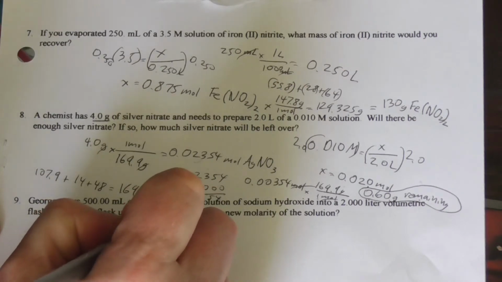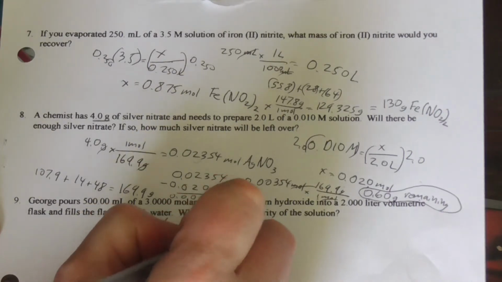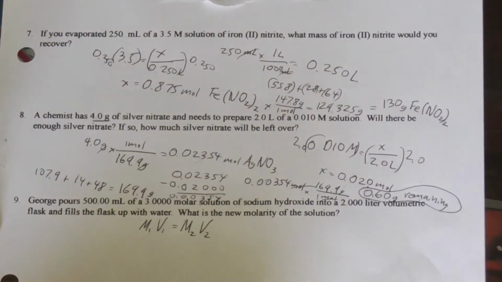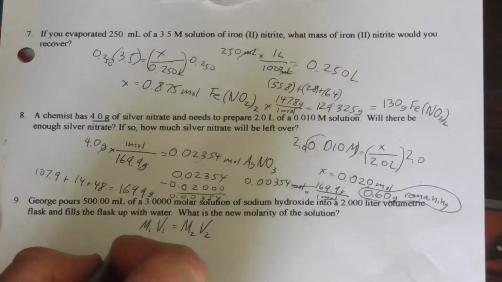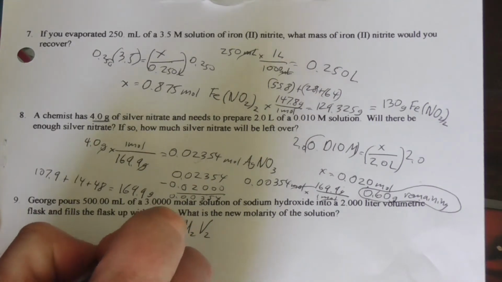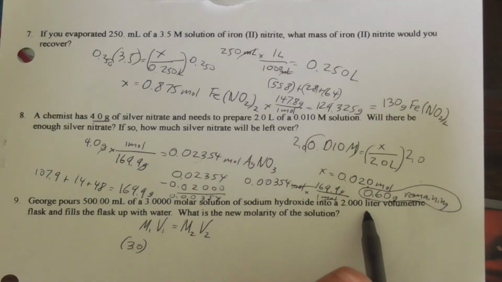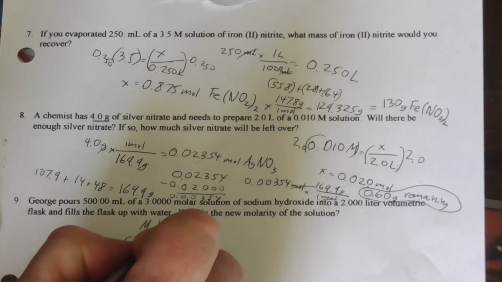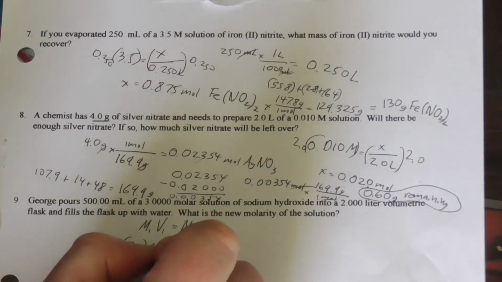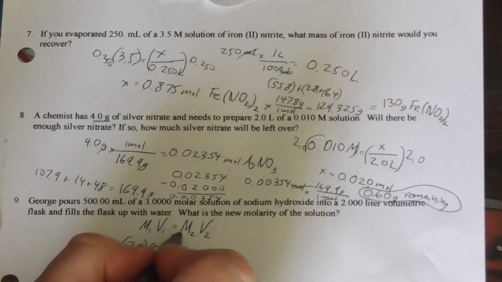The formula for dilutions is M1V1 equals M2V2. So in this case we have 500 milliliters of a 3 molar solution. So 3.0. Now it actually doesn't matter whether I choose to use milliliters or I choose to use liters. However, I can't put 500 on one side and 2 on the other. I have to make the units consistent. So in this case, 500 milliliters is the same as 0.50 liters, and this is molarity, equals X, which is my new molarity. It says, what is the new molarity?